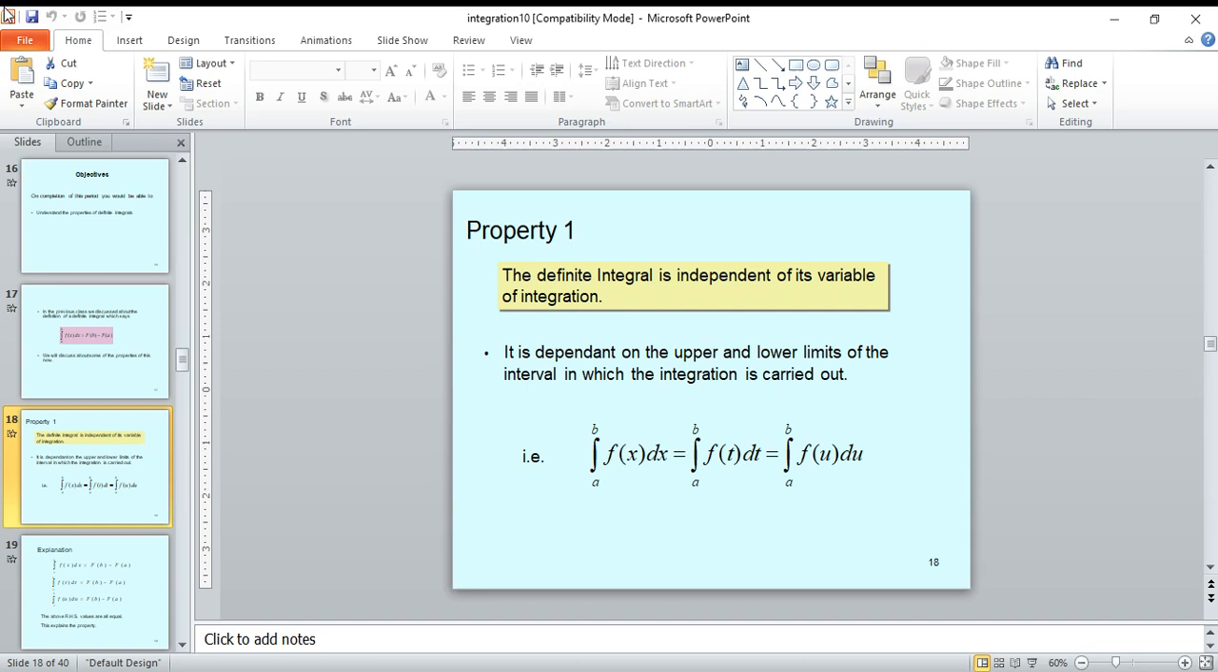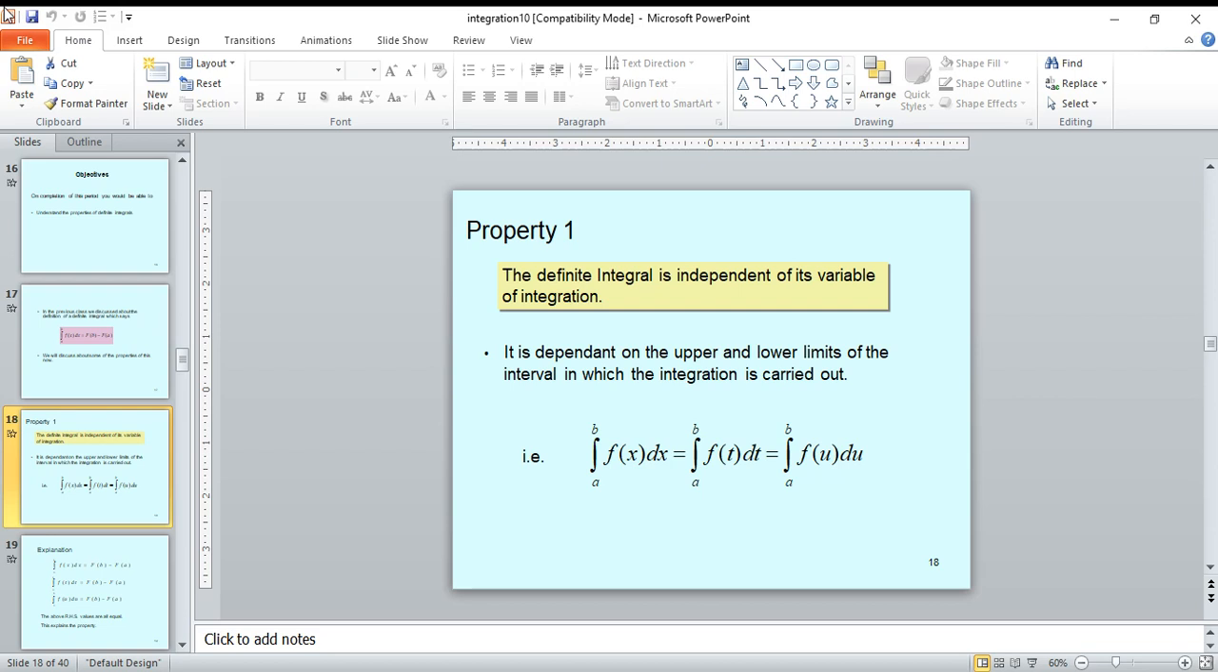Property 1. The definite integral is independent of its variable of integration. It is dependent on the upper and lower limits of the interval in which the integration is carried out. That is, integration from a to b of f of x dx equals integration from a to b of f of t dt equals integration from a to b of f of u du.